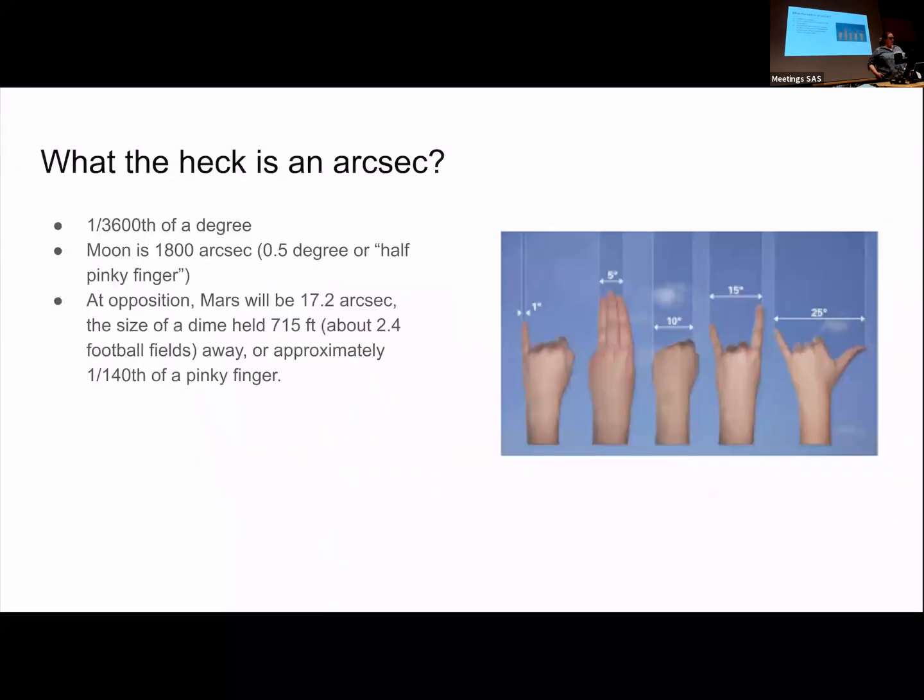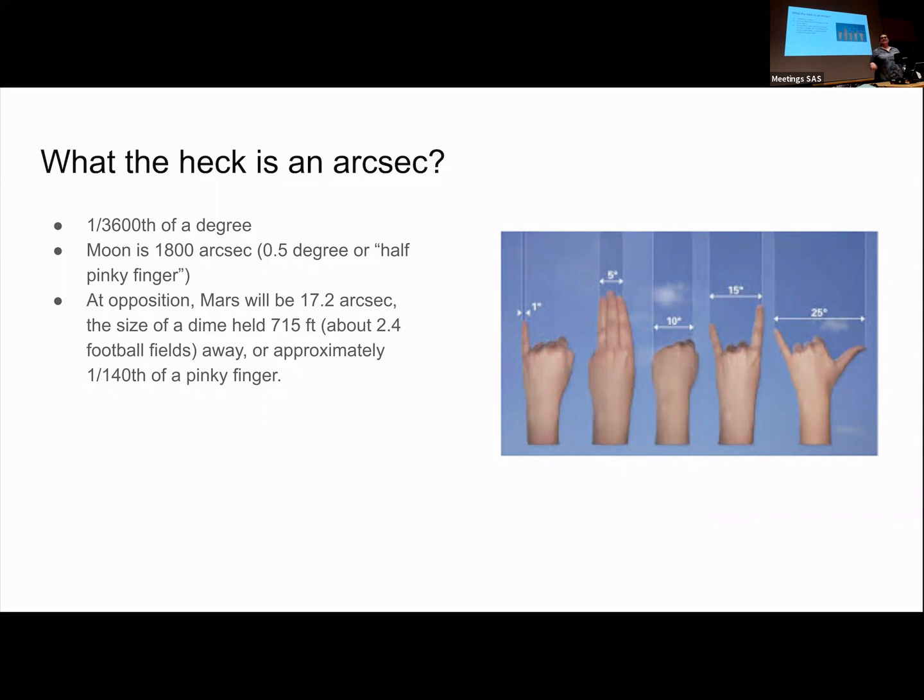Okay, so close approach, opposition, they're close, but not the same. And I'd also like to take a moment to talk about what is an arc second, because it's a little bit hard to visualize what we're talking about when we say Mars is really small. All the pictures I put up on my screen show Mars a lot bigger than it actually will appear through a telescope. So an arc second is 1/3600th of a degree, and to compare, the moon is about half a degree, so 1800 arc seconds.